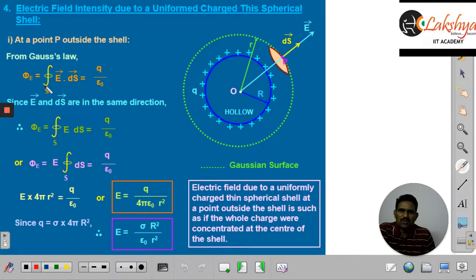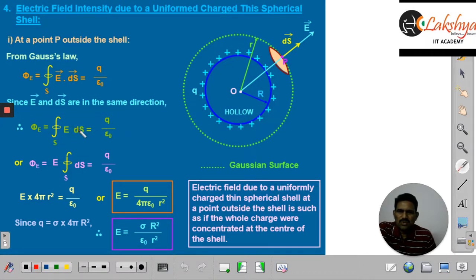Phi E means electric flux here, because in magnetism, magnetic flux will also be there, which we represent with phi B, and here we are writing phi E. Whenever you identify that phi E letter, it indicates electric flux. Now it is the integral of E bar dot ds bar equal to q by epsilon naught. This is our Gauss law statement, and now we are applying this.